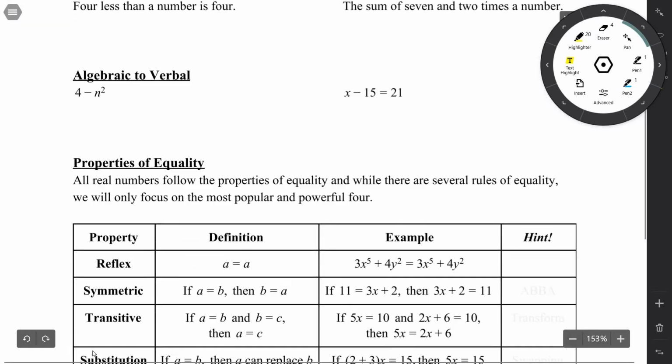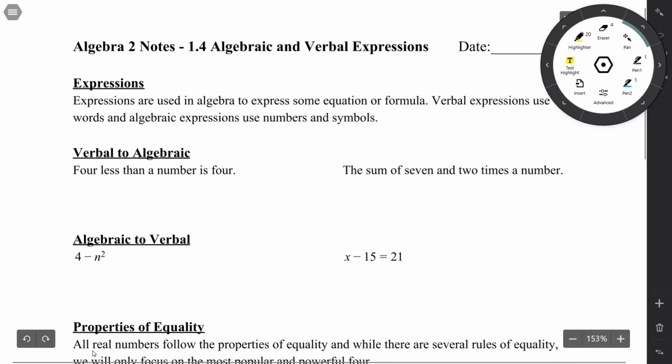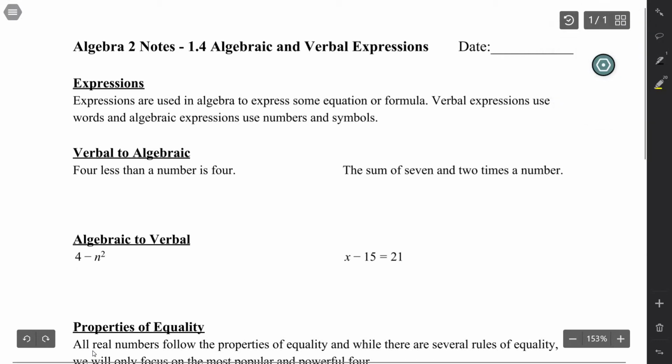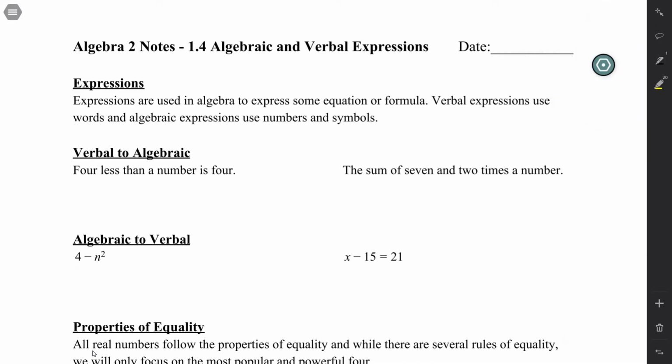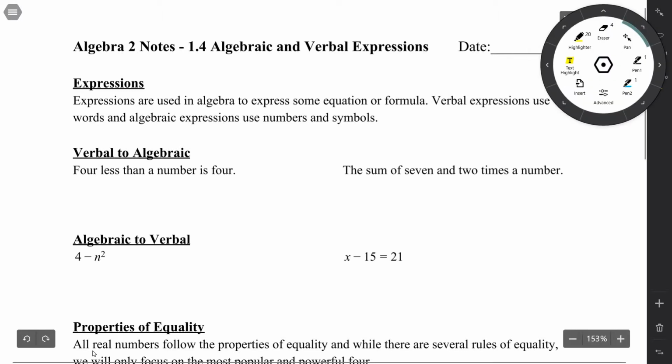The first thing is just an official definition of expressions. Expressions are used in algebra to express some equation or formula. Verbal expressions use words, and algebraic expressions use numbers and symbols. Pretty straightforward. A basic example of a verbal expression would be 4 less than a number is 4. That can be kind of confusing when you just hear it, so we're just going to practice writing some of these out.